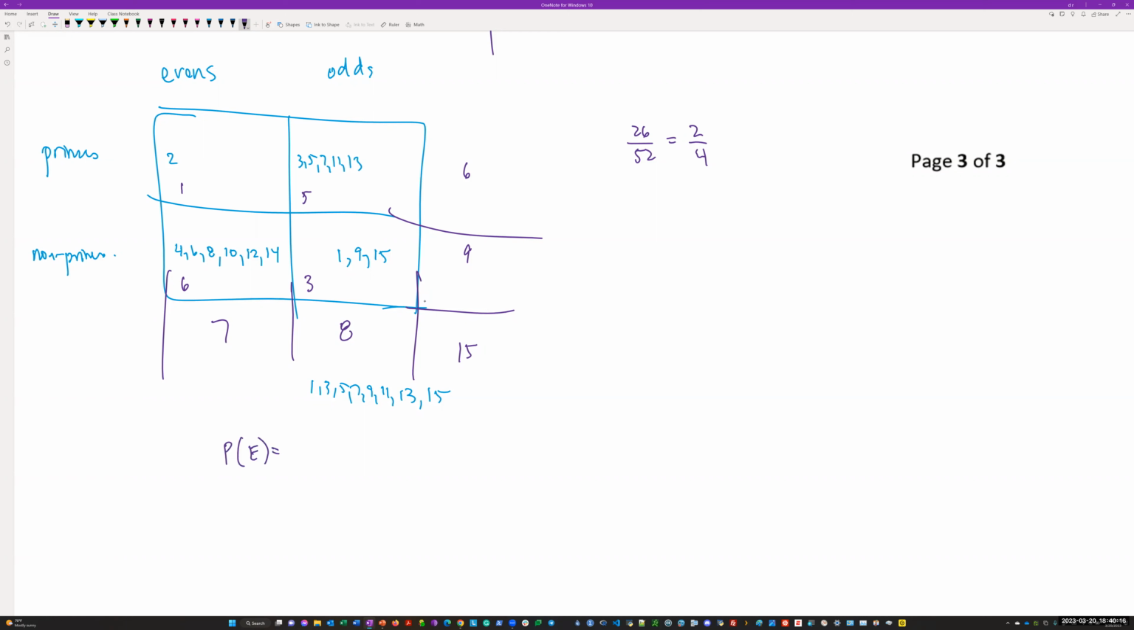So here, what's the chances that it's even? Well, evens are what? There's 7 out of 15, right? What's the chances it's prime? There's 6 out of 15, right? What's the chances that it's prime given it was an even? 1 out of 7. What's the chances that it was even given it was a prime? 1 out of 6. Is that correct? Does that make sense?